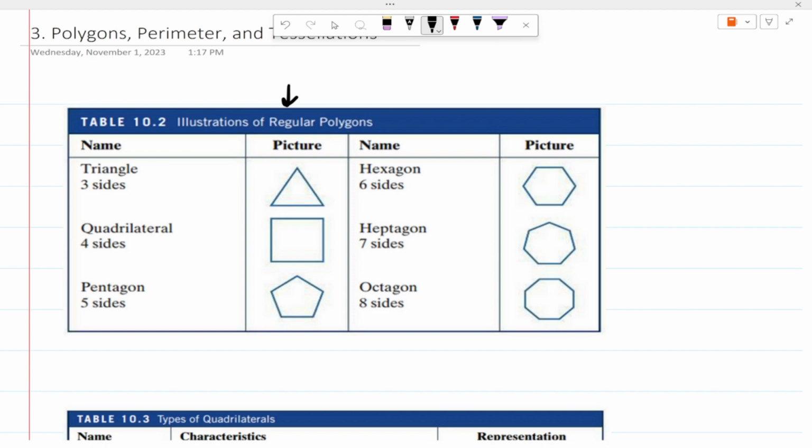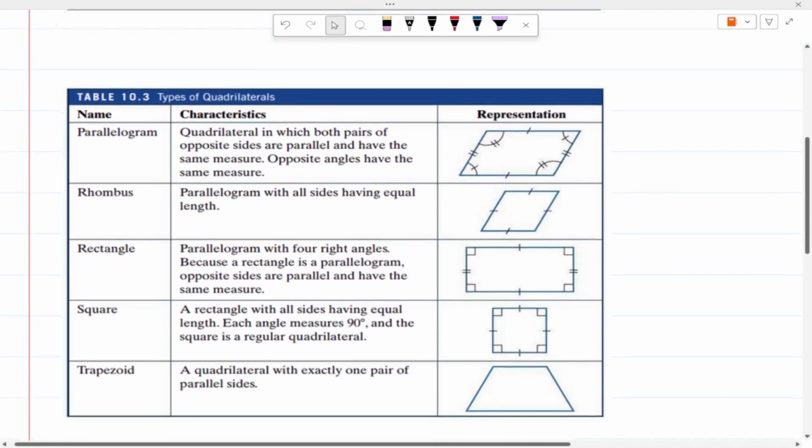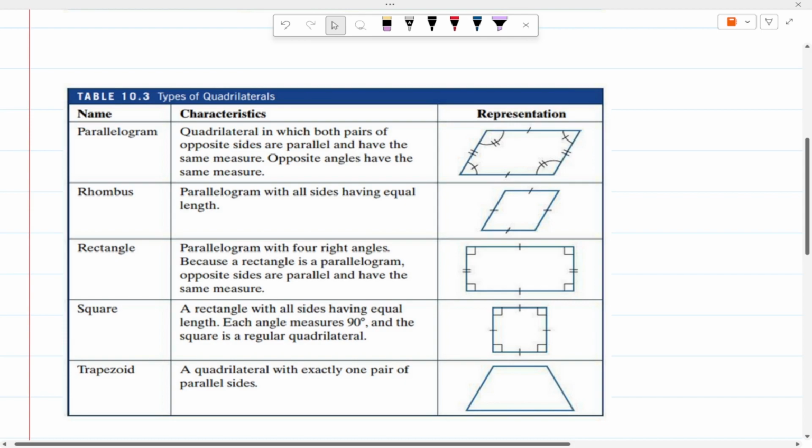So if it has 3 sides, it's called a triangle. 4 sides, we consider it a quadrilateral. 5 sides, pentagon, and so forth. Now, what we can do is we can break this down a little bit further. Like, for example, we already went over the different types of triangles: a right triangle, scalene triangle, isosceles triangle, and the equilateral triangle. But we also have different types of quadrilaterals or 4-sided shapes.